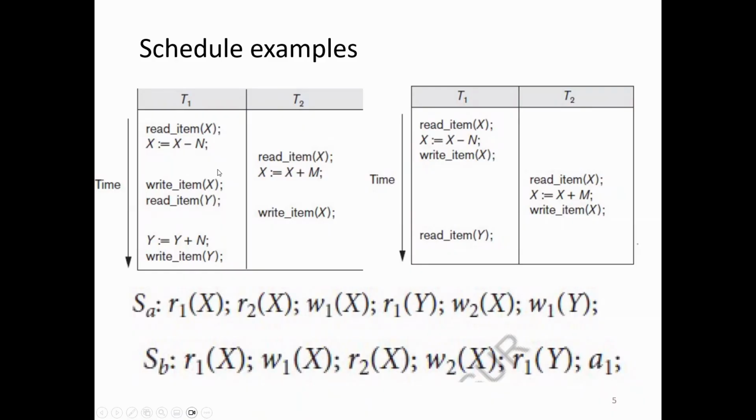Next one is R2X. R2X means read item X in T2. This one first, then the next one, and the next one. This is the order.